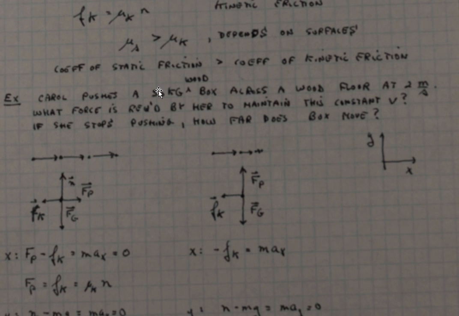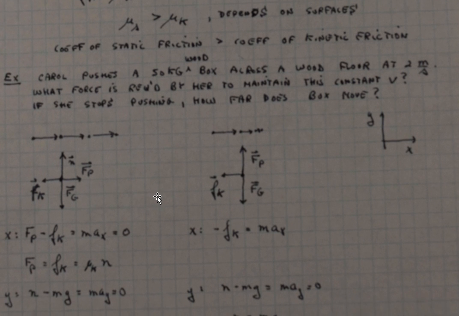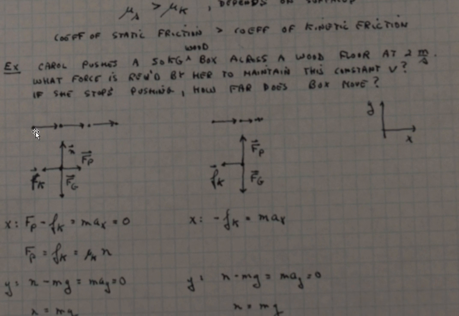She pushes this 50-kilogram wood box across a wood floor at 2 meters per second, constant velocity. What force is required by her to maintain this constant v? And if she stops pushing, how far does the box move? All right, so the first scenario is one of constant velocity, here's a motion diagram. Well, by Newton's second law, that means the net force has to be 0.